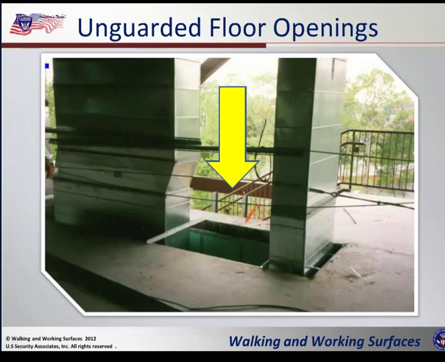Okay, let's talk about unguarded floor openings. In this picture, where the yellow arrow is pointing, is a shaft of 300 feet. This is a 4th floor. In this hole, a man fell that 300 feet. He was a 57-year-old male electrical mechanical worker, and they were unspooling cables, and he backed up into this hole and fell to his death.